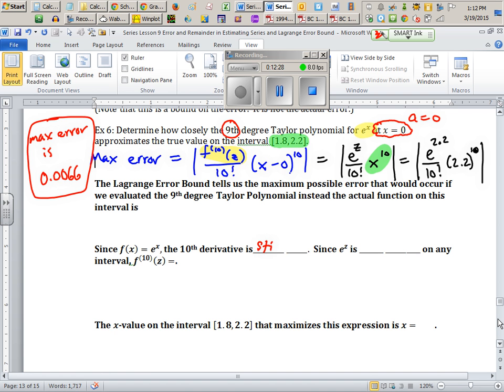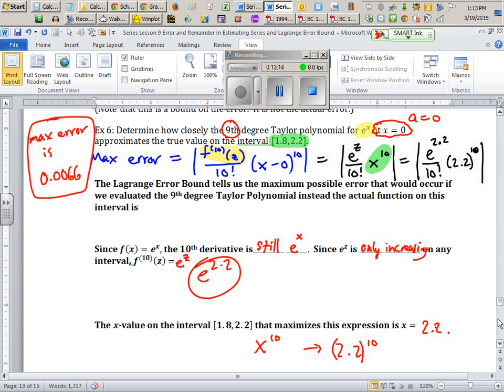The 10th derivative is still e to the x. Since e to the z is only increasing on any interval, f to the 10th of z is just e to the z. Right? And the x value that maximizes this expression, we're going to use e to the 2.2, actually, to max out the e to the z. And for the x to the 10th, if we have to pick an x that maximizes this, we're going to pick 2.2 again. So this becomes 2.2 to the 10th. And then we just plug that into our Lagrange remainder. So we're going to be plugging in 2.2 to the 10th and e to the 2.2.